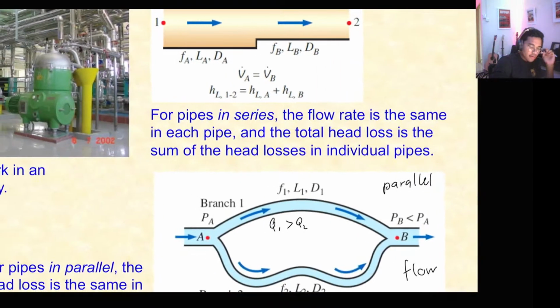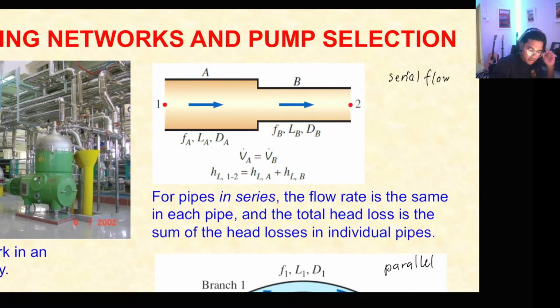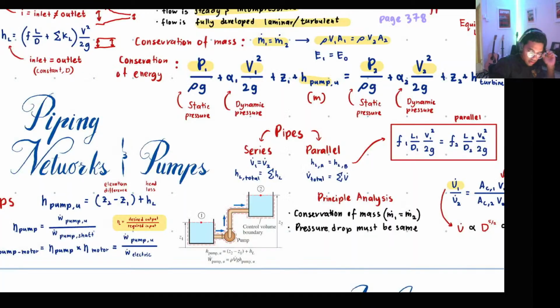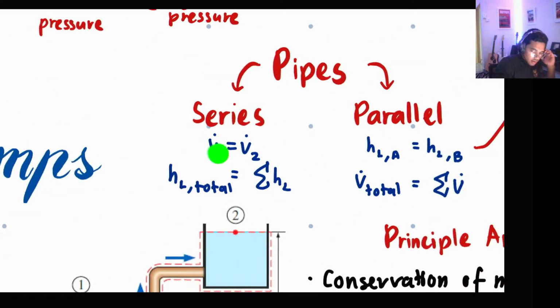Series. Okay. Serial flow and parallel flow. Serial flow, the flow rate coming inside is also equals to the flow rate coming outside. This is from the conservation of mass. The HL total is equals to the total of head loss from point A and also point B.